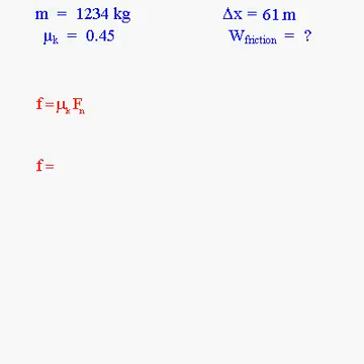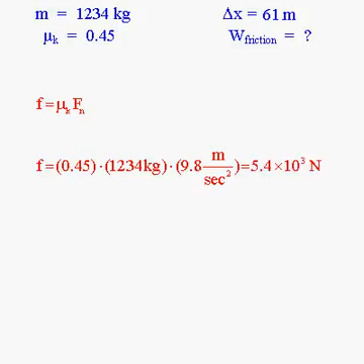So the frictional force is mu, 0.45, times the mass of the car, 1,234 kilograms, times g, 9.8 meters per second squared. When we work that out, we find that the frictional force is 5.4 times 10 to the 3 newtons. Now that we know the frictional force, we can calculate the work done by friction.